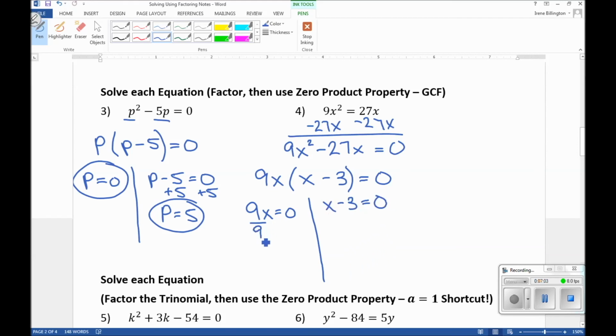We'll solve our first equation by dividing by 9, so x equals 0 is my first solution, and then I will add 3 on my second equation to get x equals 3 as my second solution.